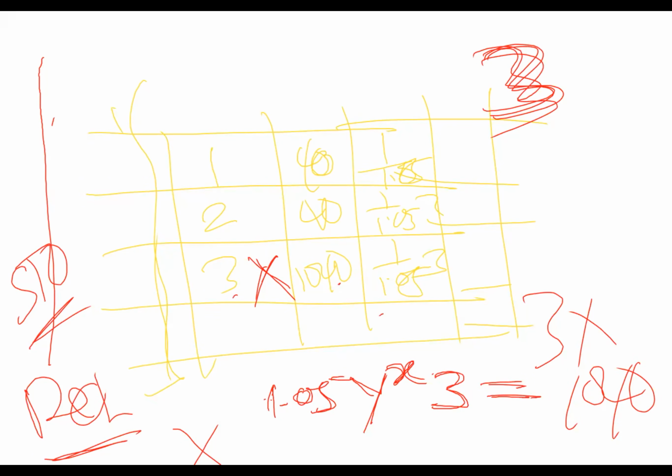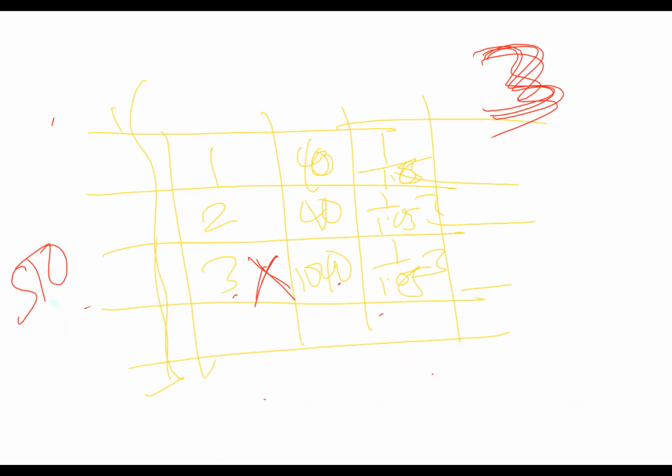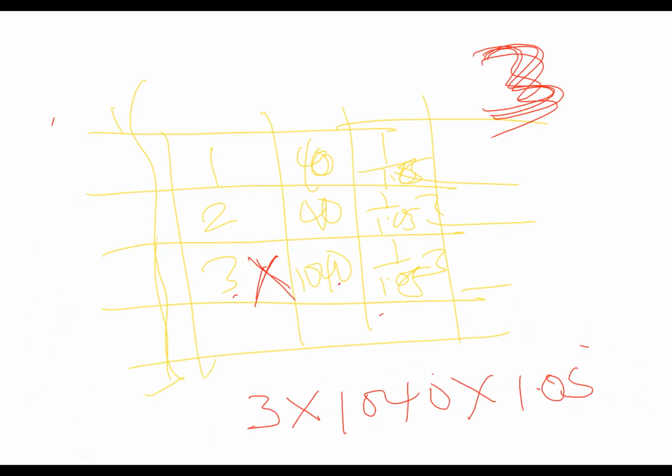Under exam conditions, this is what you would have done. When they ask you to multiply this one, it is very much easier and quicker to use the calculator and do the computation through this formula. All you need to do is to say 3 times 1040 times 1.05 raised to the power minus 3. That's all you do. You understand?